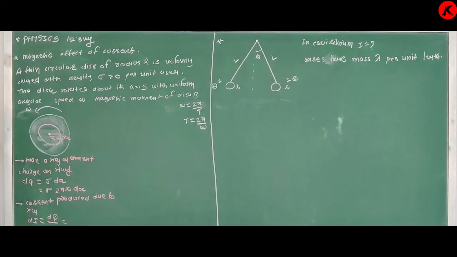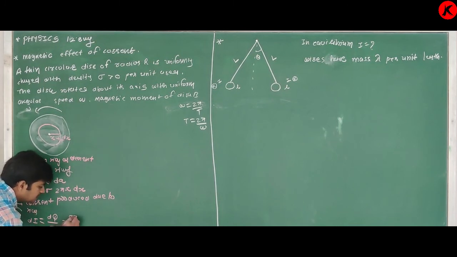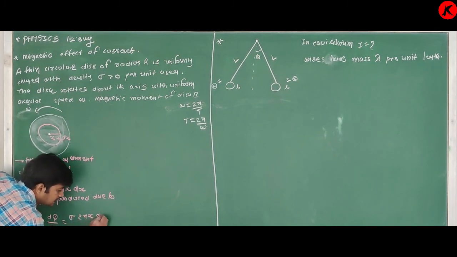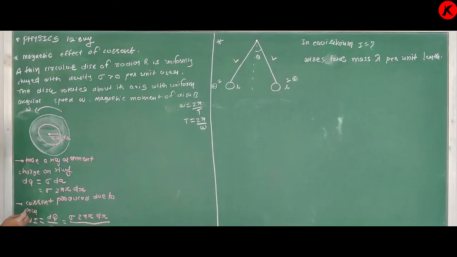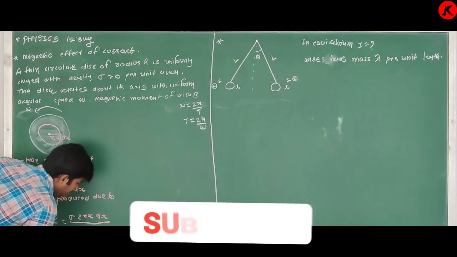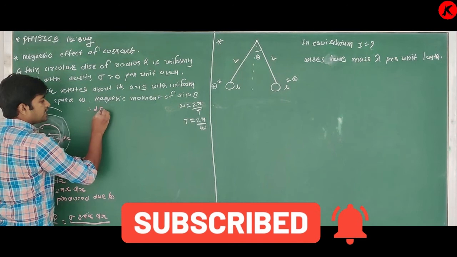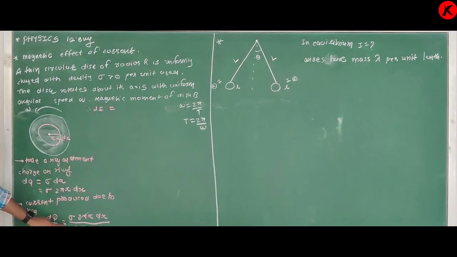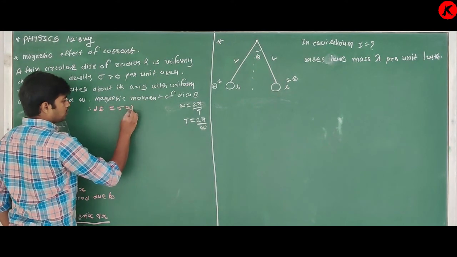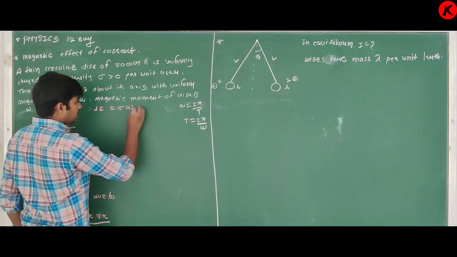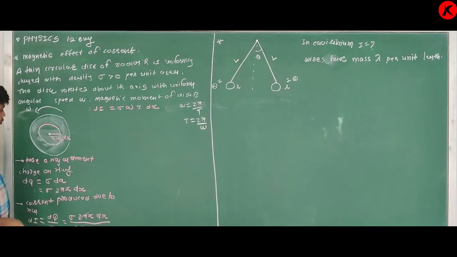So di is equal to, put the value of dq first, sigma 2 pi x dx. Now put the value of t, that is 2 pi upon omega. So 2 pi cancels with 2 pi. Therefore, what is the value of di? di is equal to omega in the numerator, so you can write sigma omega x dx. So yes, it is the current produced due to this rotation of the ring.